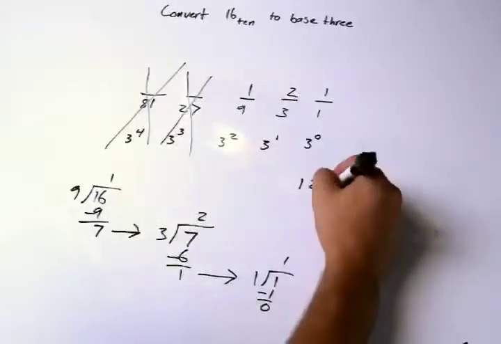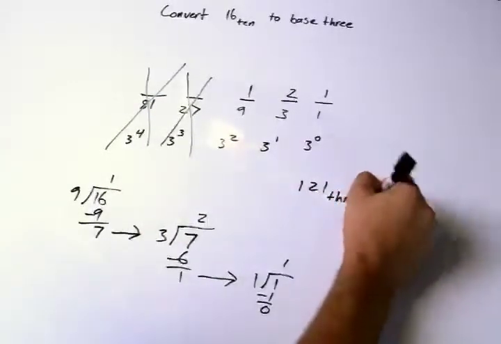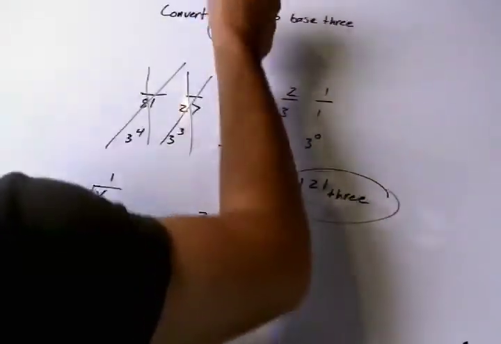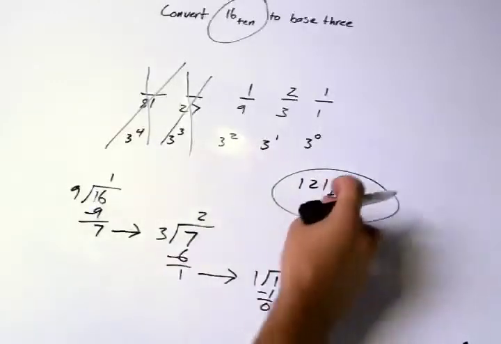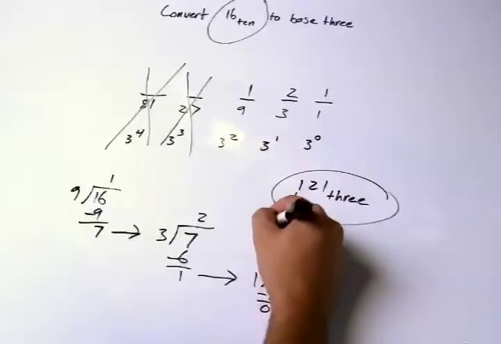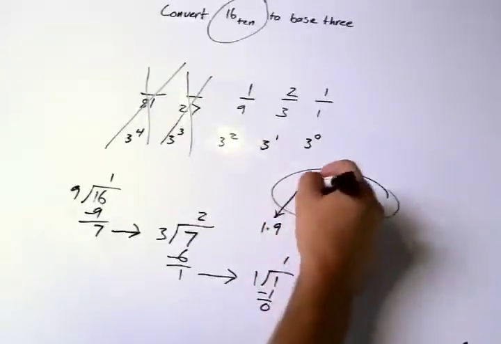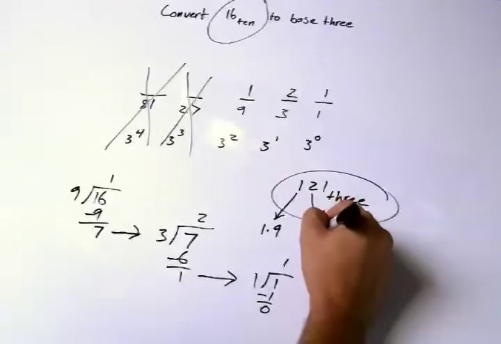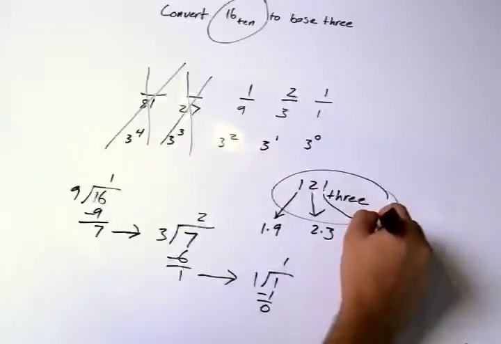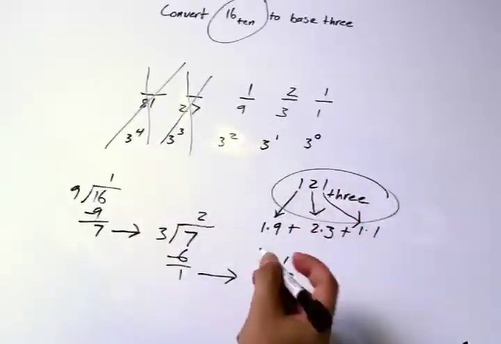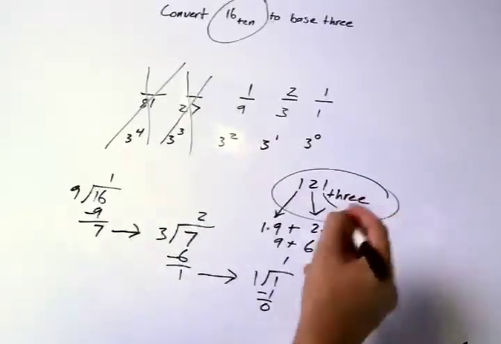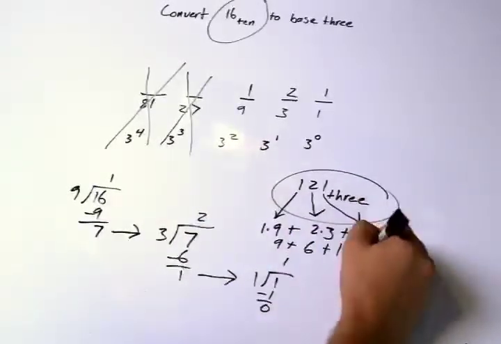And just to explain what this really means, it still represents 16 objects. There is no difference between this guy and this guy. This one just requires different symbols than this one does. But if I were to break this down, this is the same thing as having one group of 9. This is the same thing as having 2 groups of 3, and this is the same thing as having one group of 1. And when I add those together, you can see that I would get 9 plus 6 plus 1, which gives me 15 plus 1 is in fact 16.